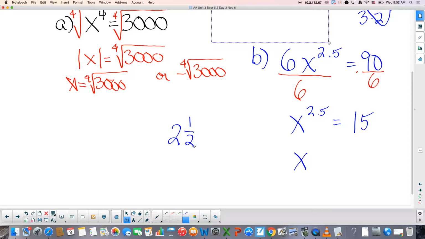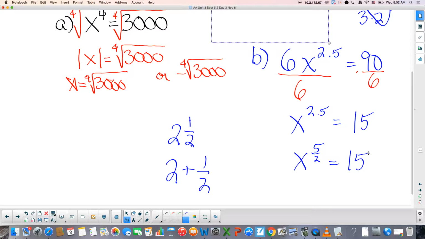Remember how to make improper fractions? And why does it work? I'm not going to worry about why it works, but it's 2 plus a half. But how you do it is 2 times 2 plus 1. Remember that? That's 5 halves. Then it's easier. Equals 15.